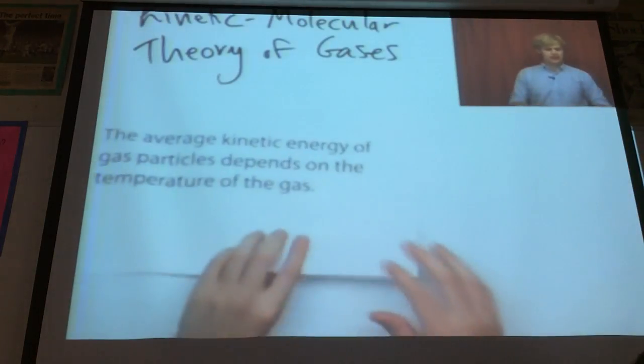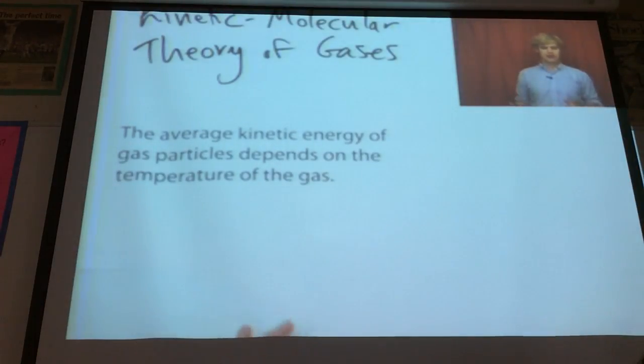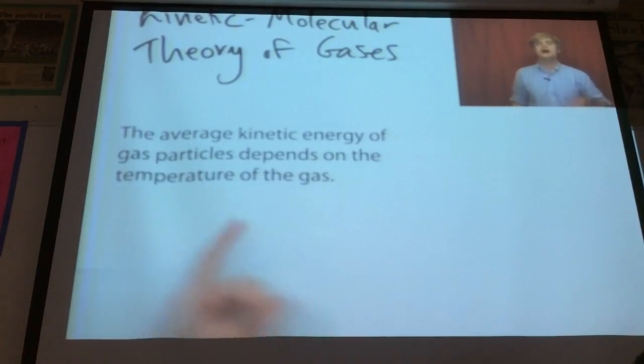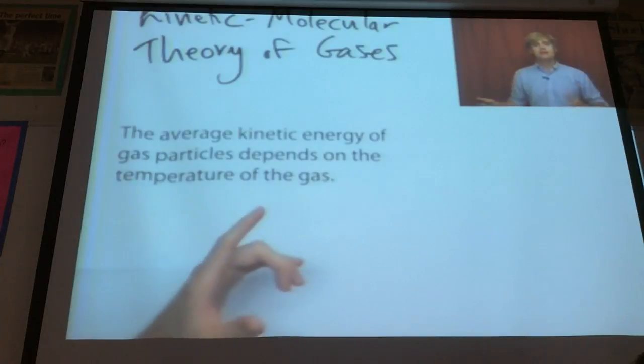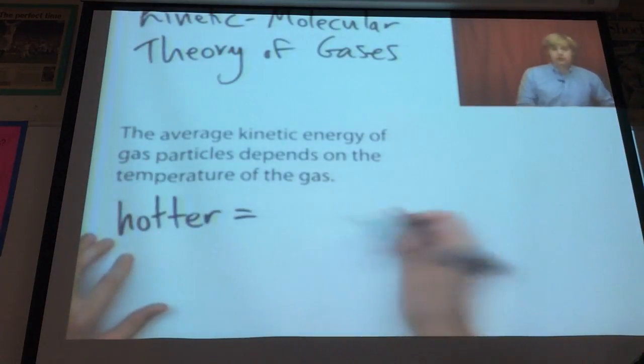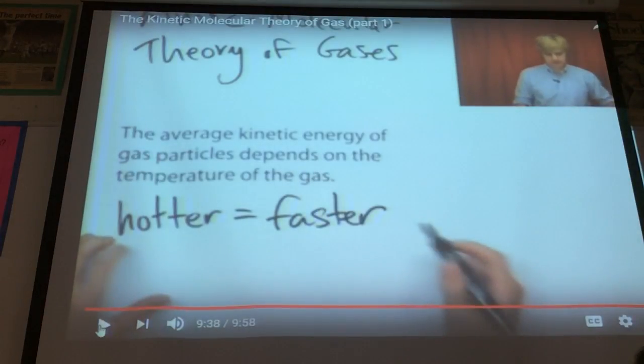Lastly, here's what I think is probably the most important thing to keep in mind when we're talking about the kinetic theory of gas. And that's that the average kinetic energy of gas particles depends on the temperature of the gas. The hotter it is, the faster they move. So remember that. Hotter for gas movement equals faster. And we'll delve into that quite a bit.